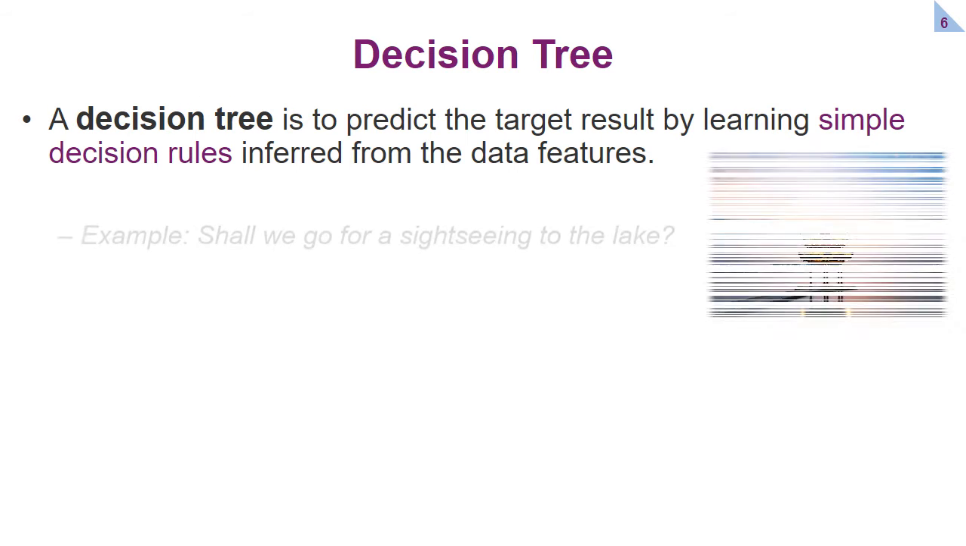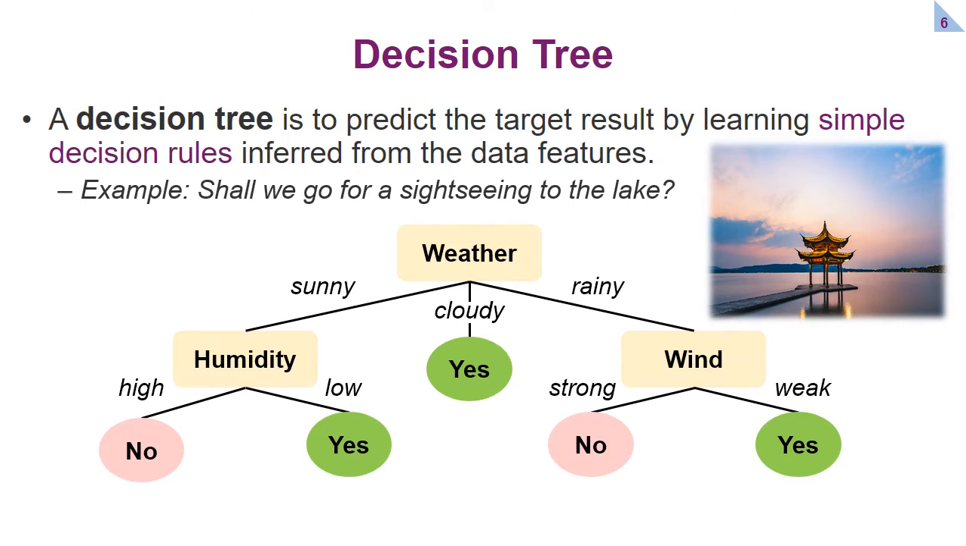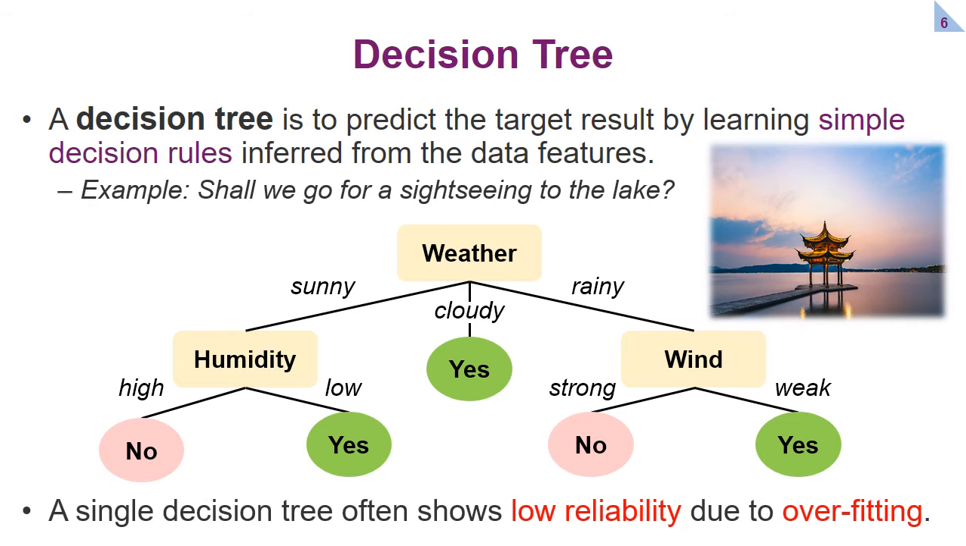A decision tree is to predict the target result by learning simple decision rules inferred from the data features. For example, should we go for a sightseeing to the lake? And we can use the decision tree to consider the weather and then decide whether we want to go to the lake. However, a single decision tree often shows low reliability because of the overfitting problem.